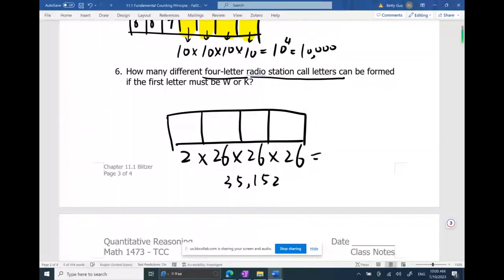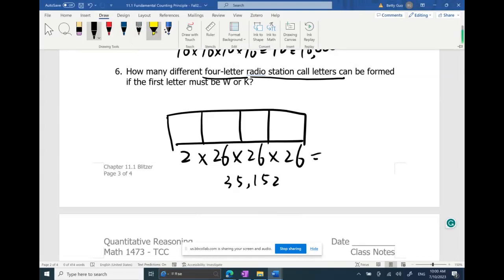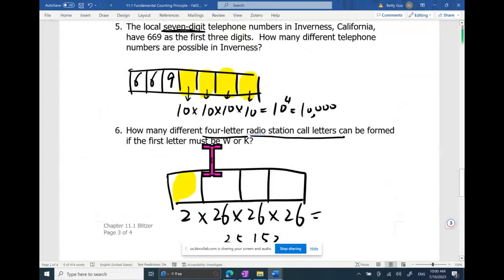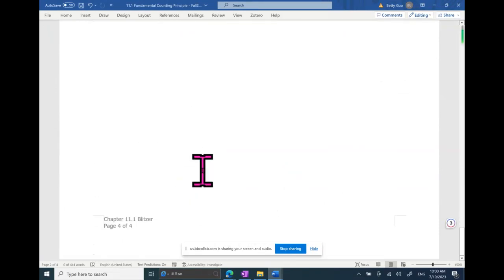35,152. That many different options. Okay, yeah. You have this many options for the radio station call letters. Knowing the first step, you only have 2 options. The process to apply the fundamental counting principle is to identify the task, then see the steps or parts, then write down the number of ways to do each step, and then you multiply them all together. And that's the last one.